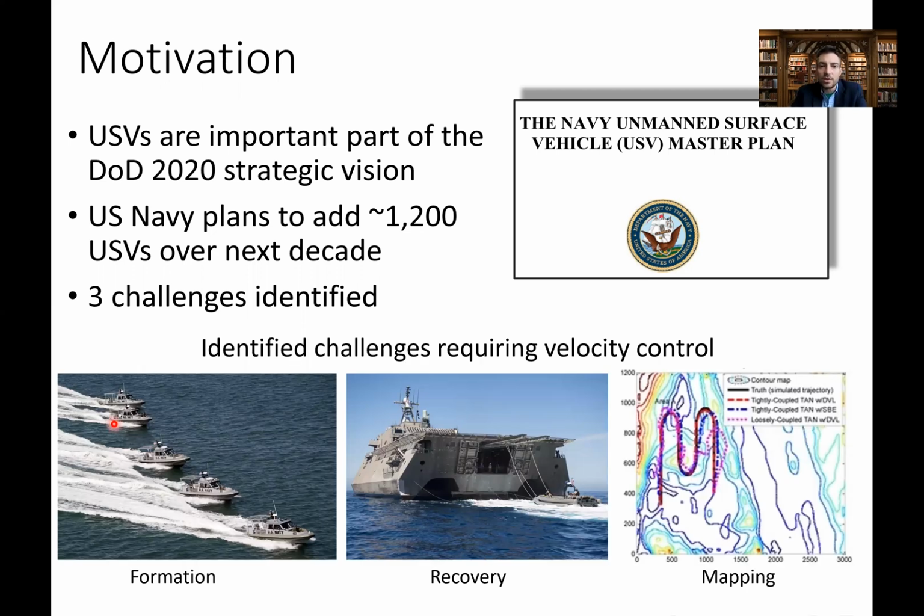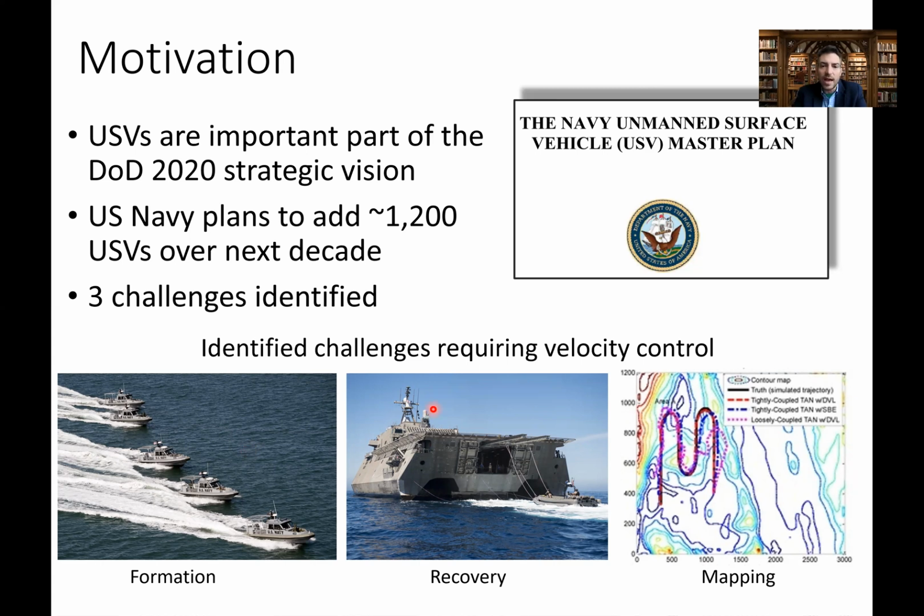So on the left here, you see an example of what they call formation control. This would be a series of, say, patrol boats or protective craft maintaining a desired spacing. And in order to do that, of course, they have to have matching velocities. Otherwise, they won't be able to maintain the formation.